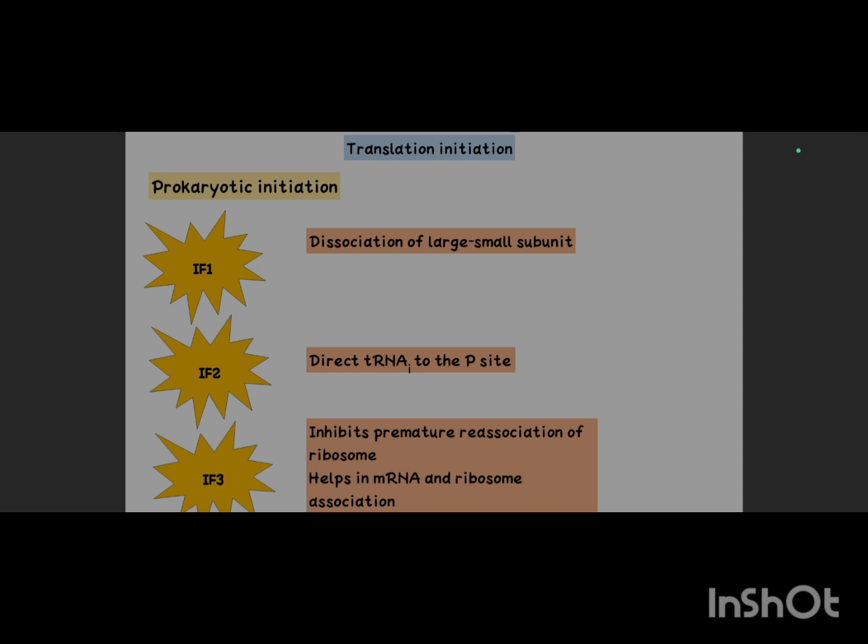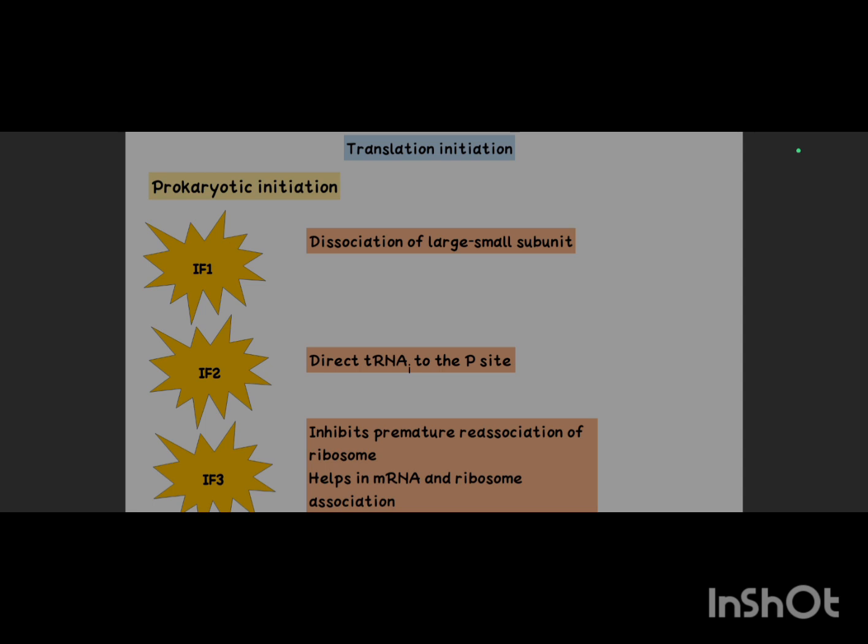The function of initiation factor 1 is basically helping in the dissociation of the larger and smaller subunit. It gets attached to the 30S subunit and then causes the dissociation of the larger and smaller subunit, and IF2 directs the initiator tRNA to the P site.